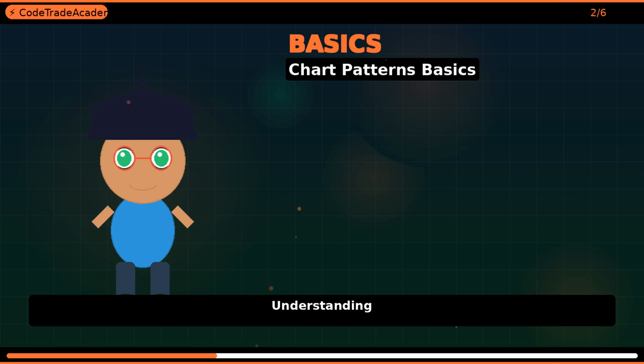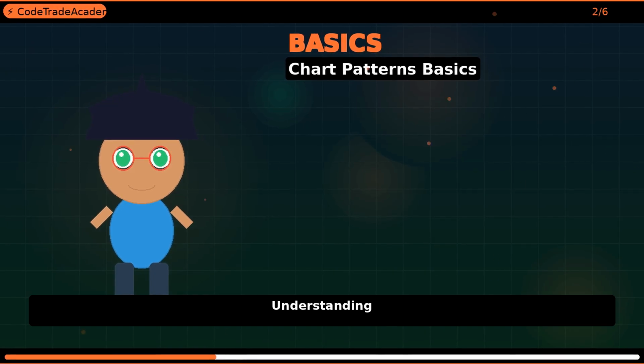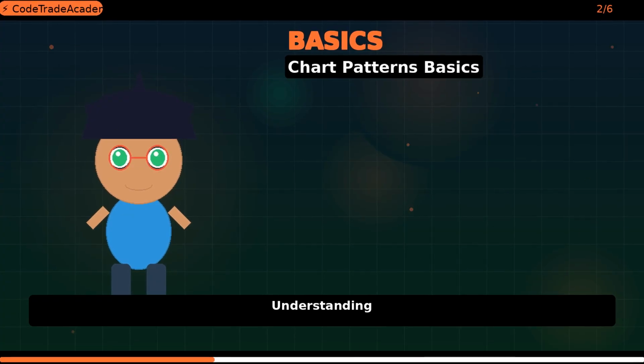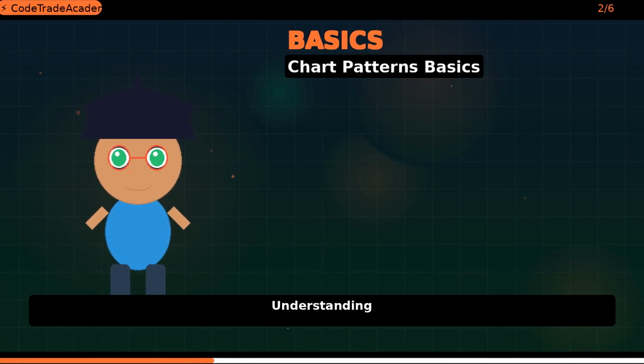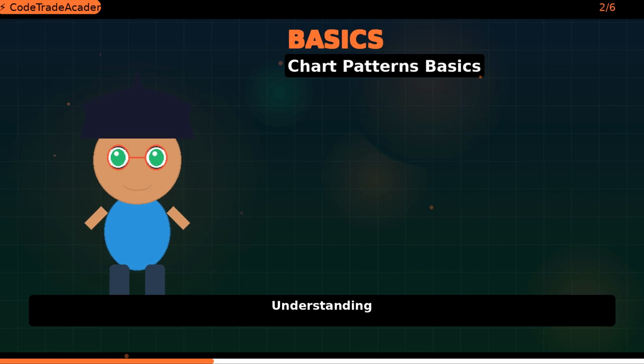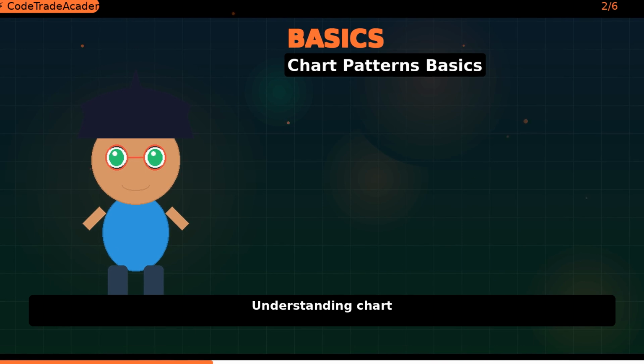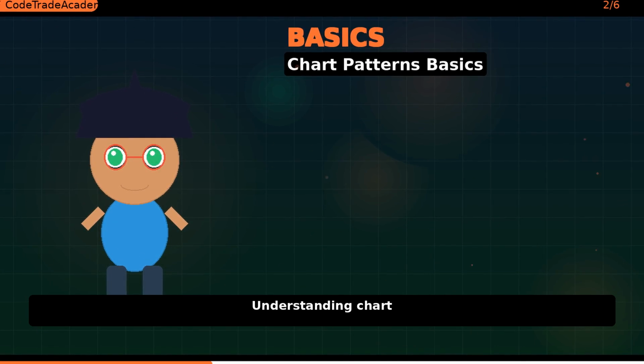So, what are chart patterns? Simply put, chart patterns are shapes that form on a chart when the price of a security, like a stock or a currency, moves in a certain way. They can be used to predict the future price movement of the security, and they're a key part of technical analysis. There are many different types of chart patterns, but some of the most common ones include reversals, like head and shoulders, and continuations, like triangles and flags.